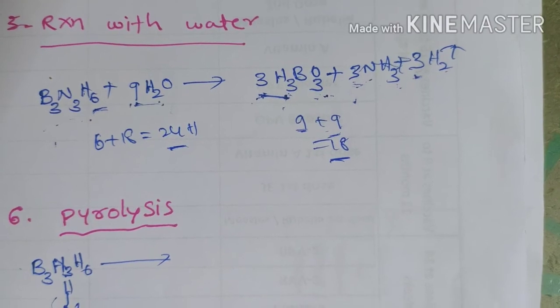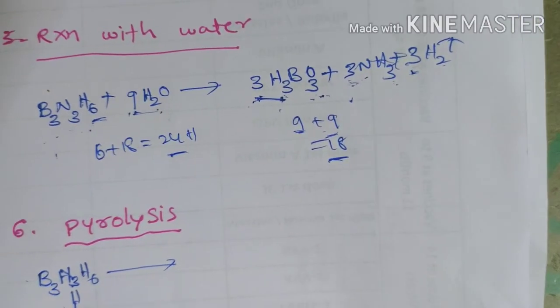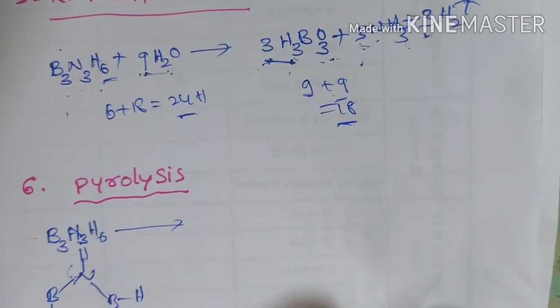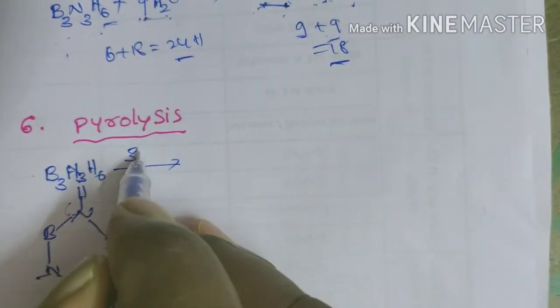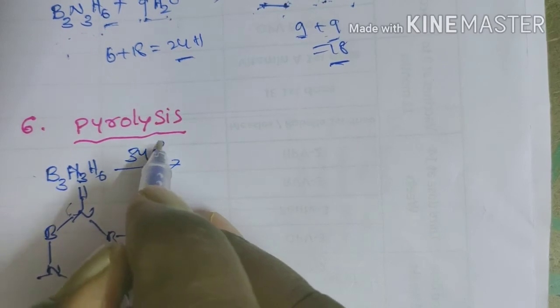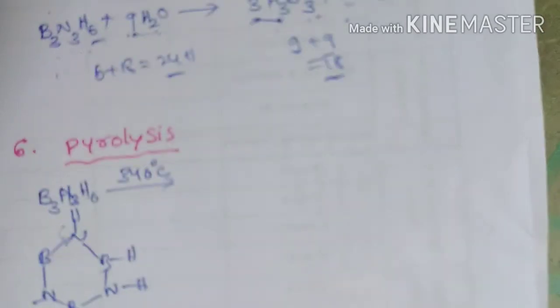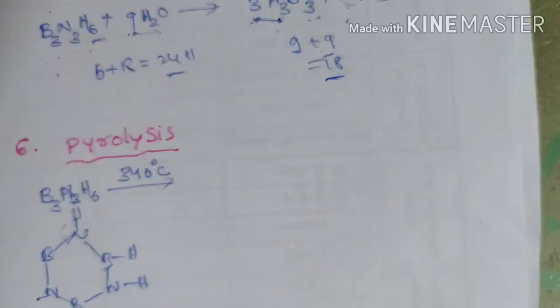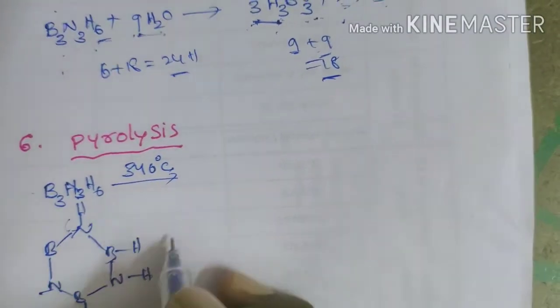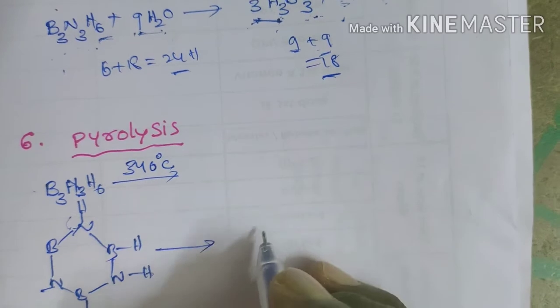Now we go for the pyrolysis reaction. Lysis means breaking. Pyro means heat. So when this borazole or borazine is heated at 340 degrees centigrade, it forms compounds which are similar to biphenyls and naphthalene. So we write the reaction here.